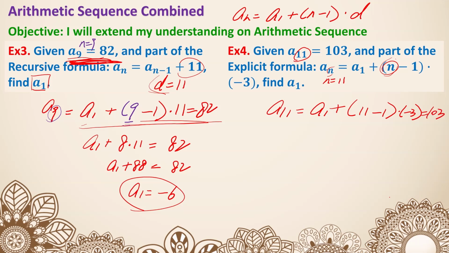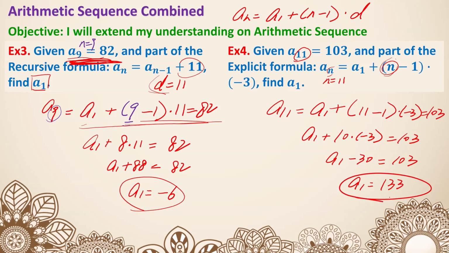So let's solve that parentheses first. A sub 1 plus 10 times negative 3 equals 103. So a sub 1 minus 30 equals 103. Add the 30 over. A sub 1 is 133. There you go. So whenever you are given a specific term, just use your explicit formula, plug that number in, replace the n, and then keep solving.